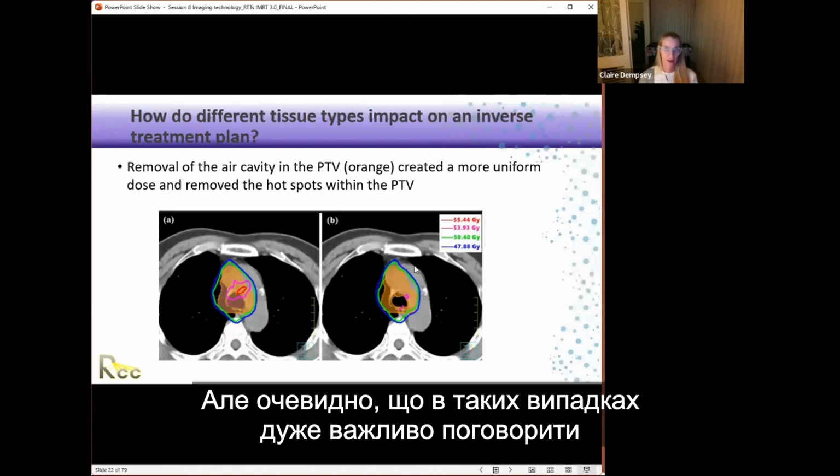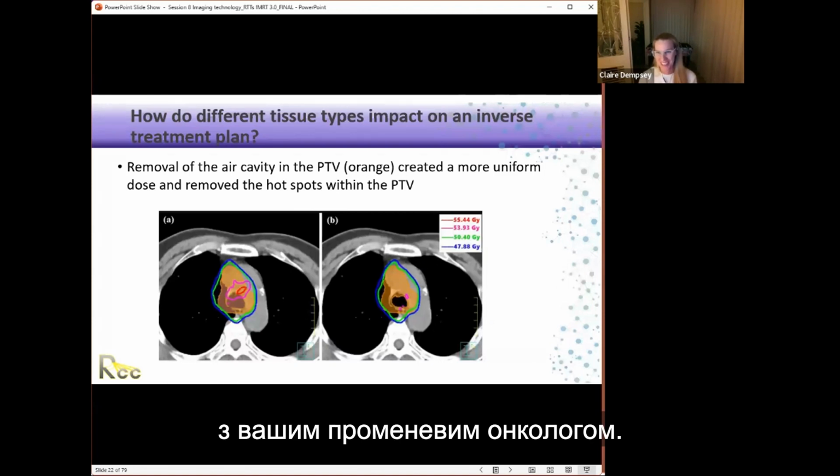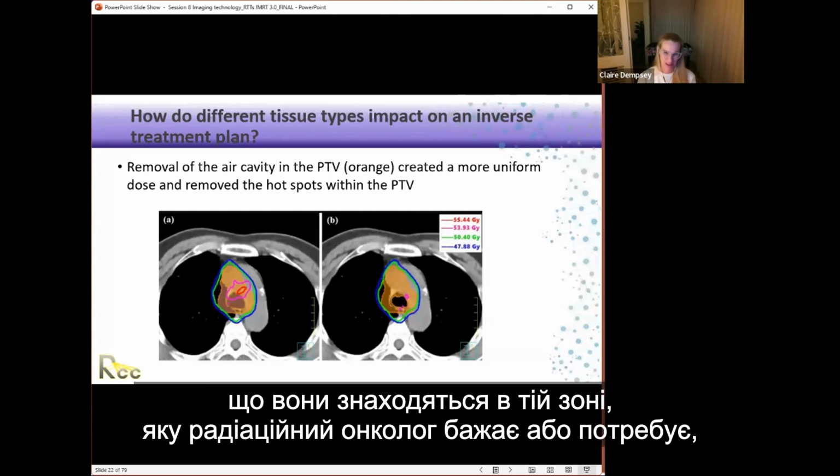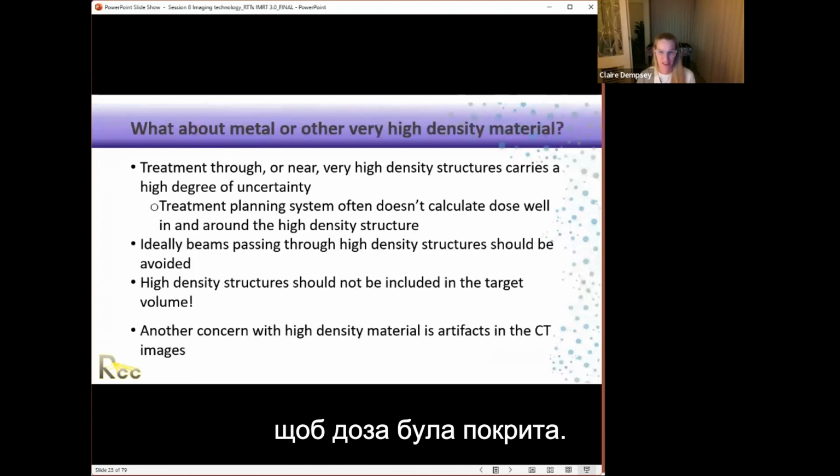But obviously, with those type of things, it's really important you have a conversation with your radiation oncologist. Don't just remove them out of a PTV. Make sure that it is in an area that the radiation oncologist does want or does need dose coverage.